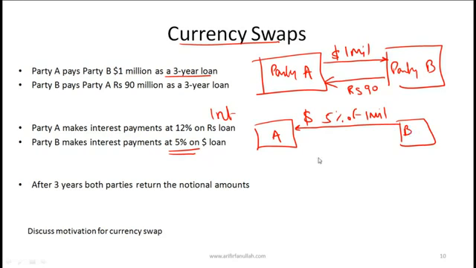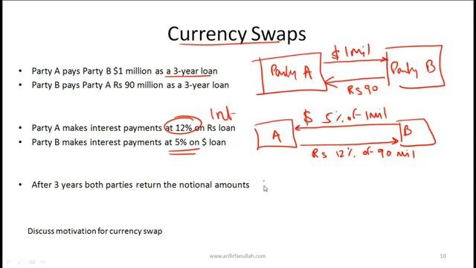A, however, had borrowed rupees, so A will make interest payments in rupees. So that payment, given that the rupees have been borrowed at 12%, the rupee payment will be equal to 12% of 90 million rupees. So this is the payment that is made by A at the end of every year. And again, I want to emphasize that here netting does not typically take place. Here the actual payments are being made.